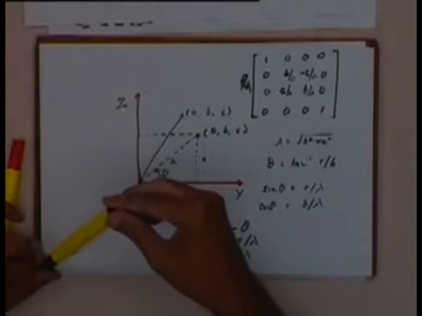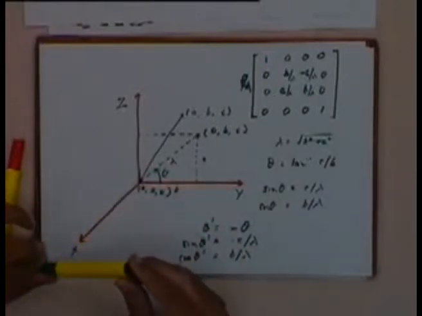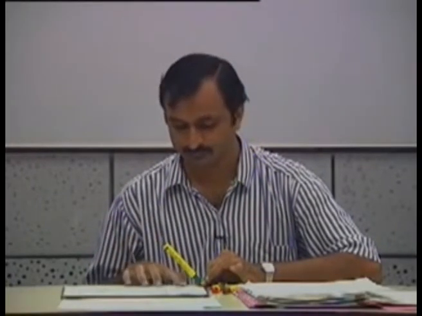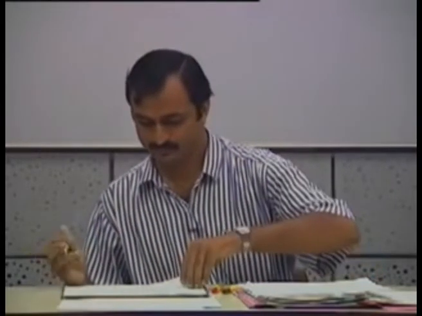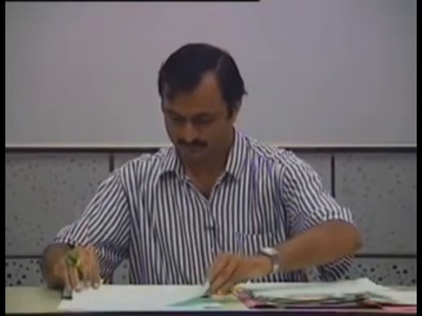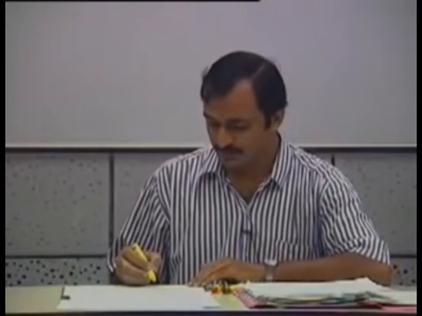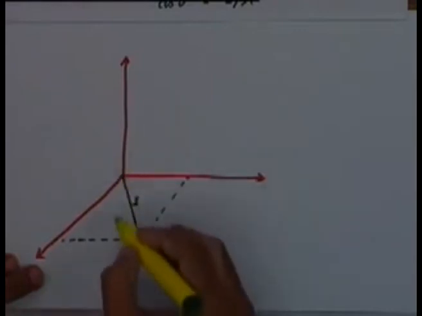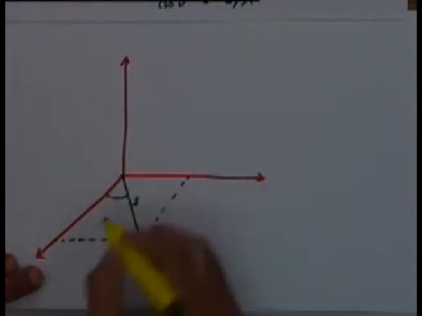This vector is like this, it is coming like this, to the xy plane. A by root over a square plus b square and b by root over a square plus b square. So this point has a distance of 1, but how much is this angle?